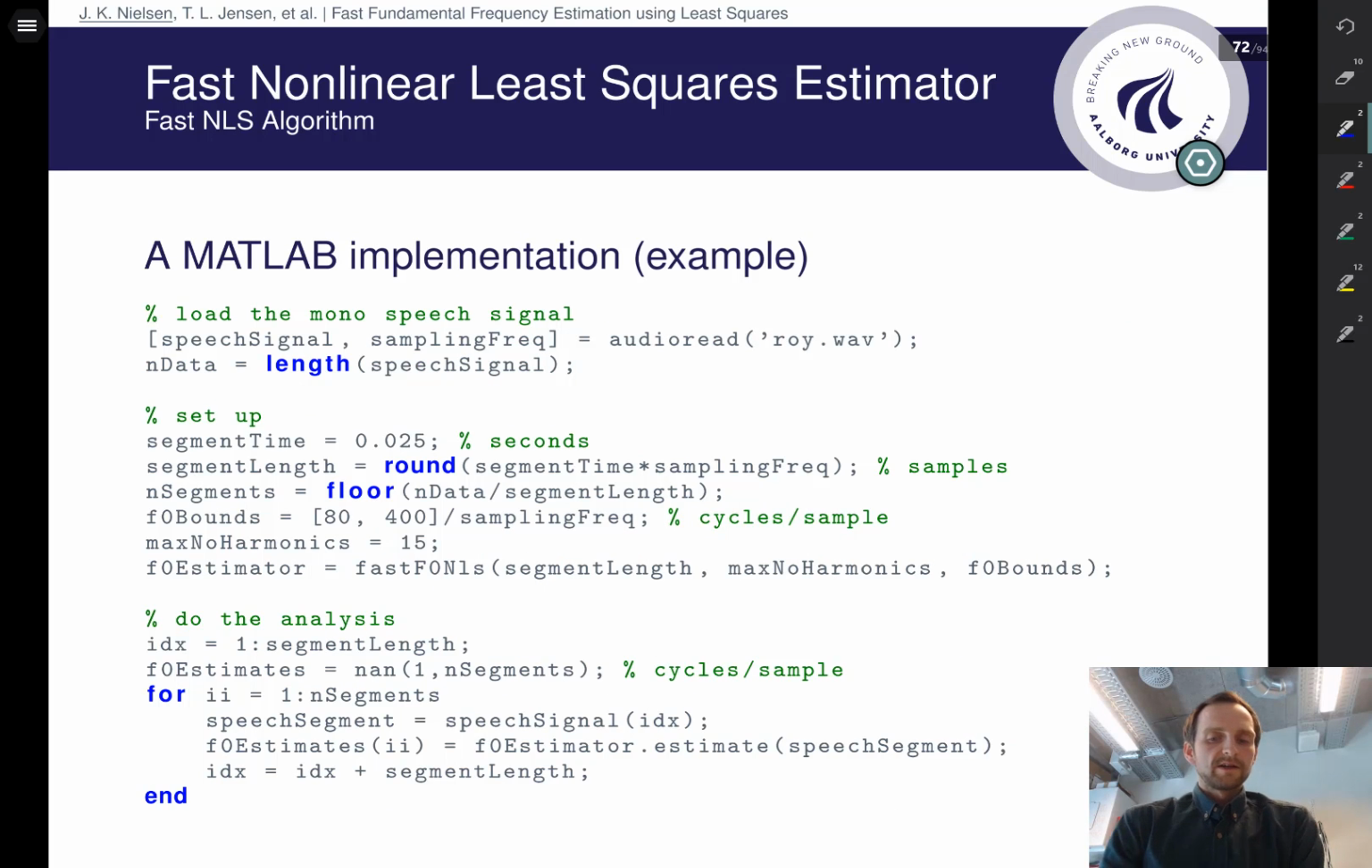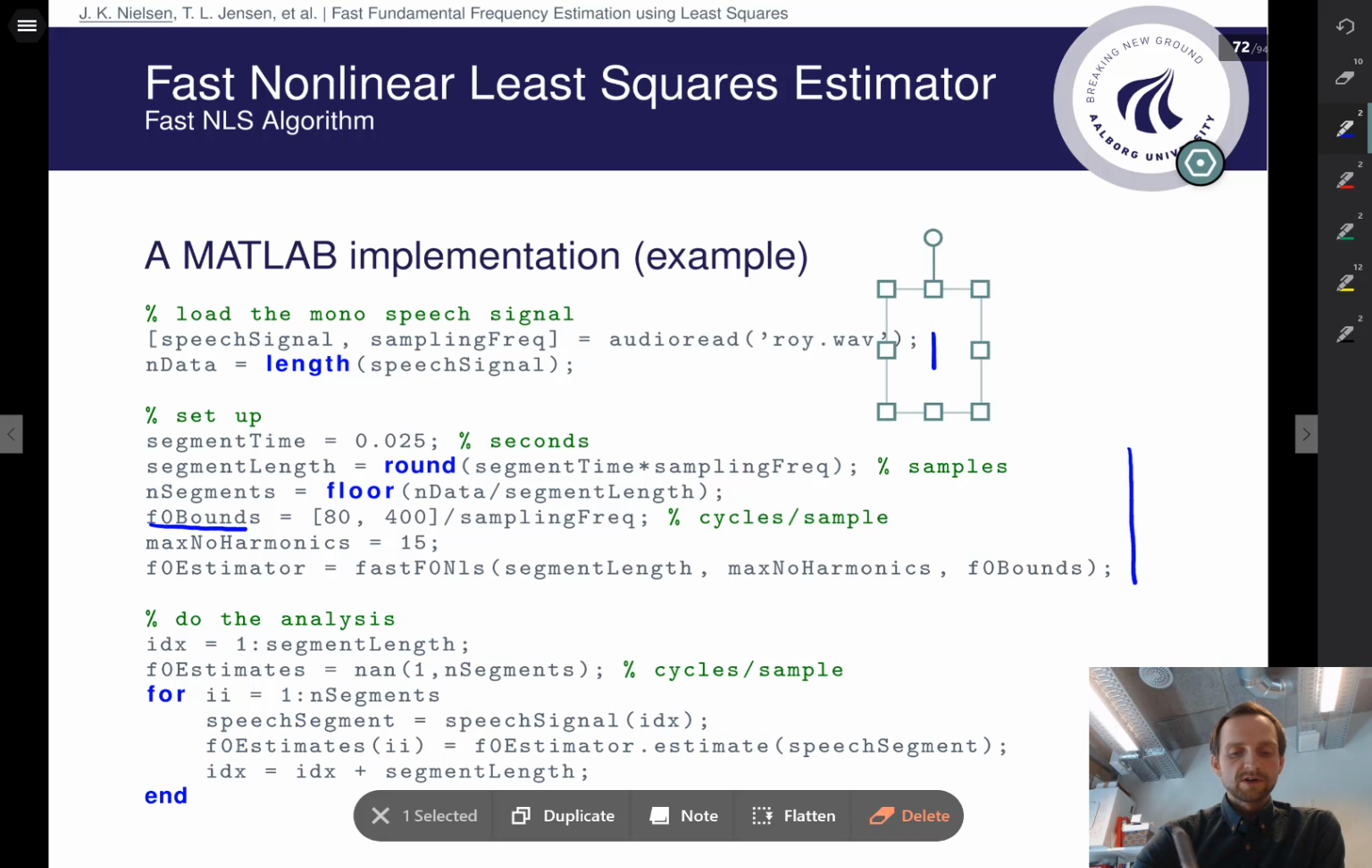So let's look at a very small example of how you could do analysis of a speech signal using this method. First up, we load the speech signal. Then here we have the setup of the algorithm. You can see that we define the bounds on the fundamental frequency to be 80 to 400 because it's a speech signal that we're looking at here. We have a maximum of 15 harmonic components.